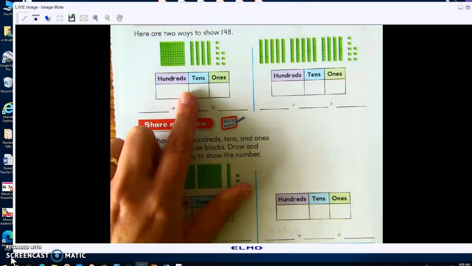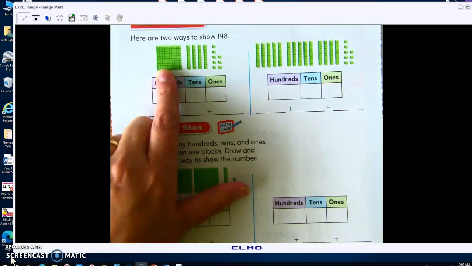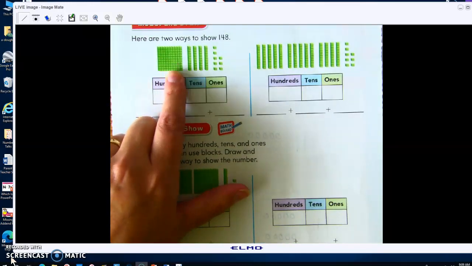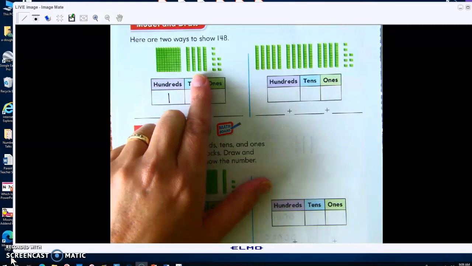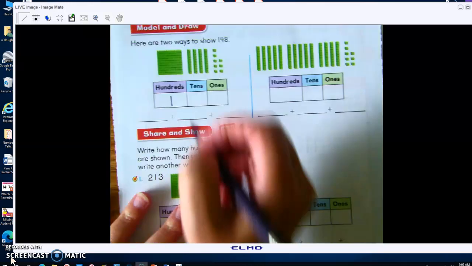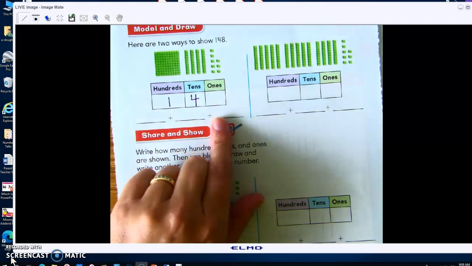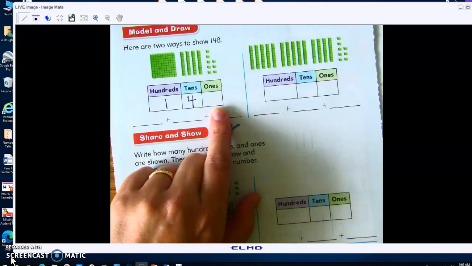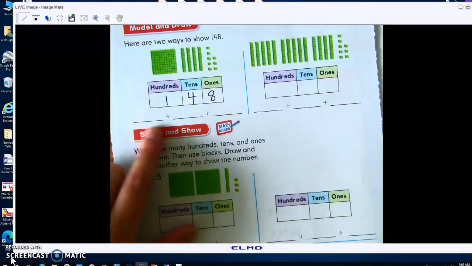Okay, so up here we have a 3-digit number. How many hundreds do we have? 1. How many tens do I have? 4. And how many ones do I have? How many? 9. I hear 8, 7, and 9. Lily, how much do you have? 8. 148. So let's write the expanded form.